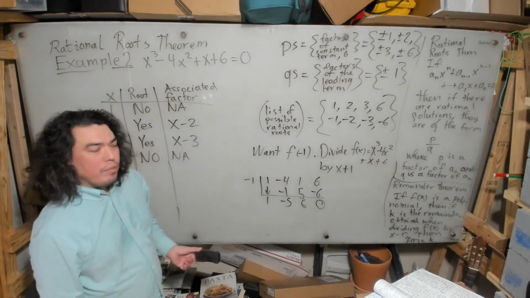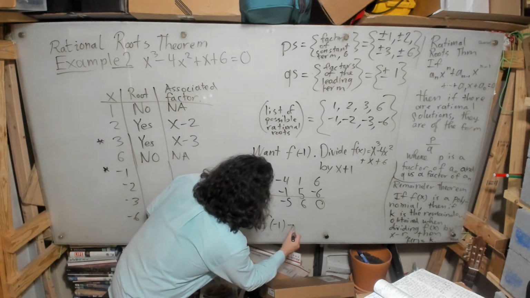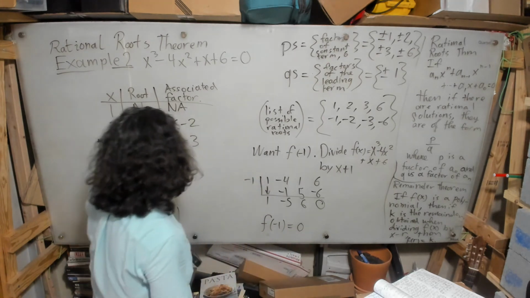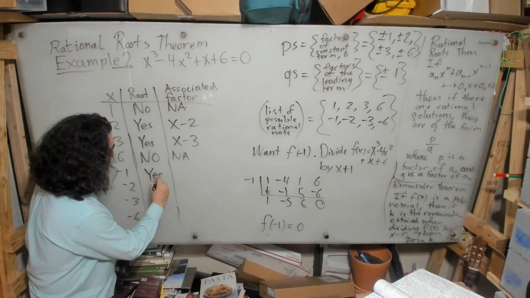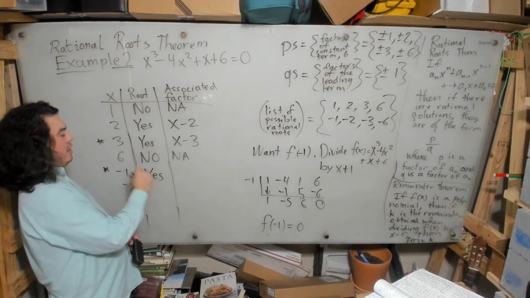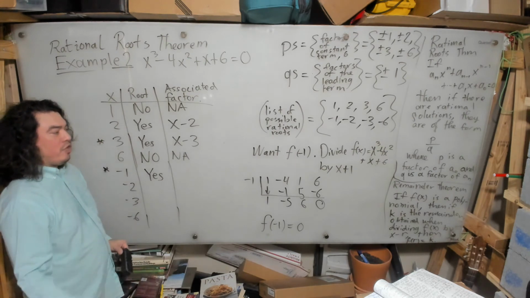By the remainder theorem, this tells us that f of negative 1 is 0. And what does that tell us? That tells us this is a root. Because it makes this expression, the polynomial expression, evaluate to 0 at the x value negative 1.